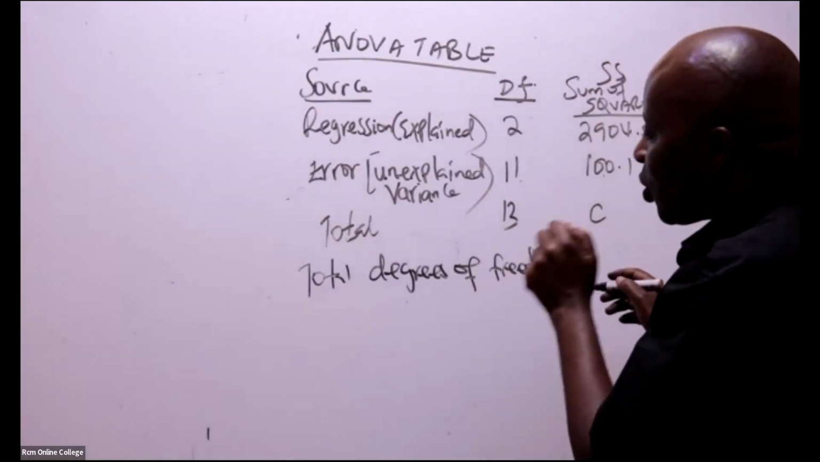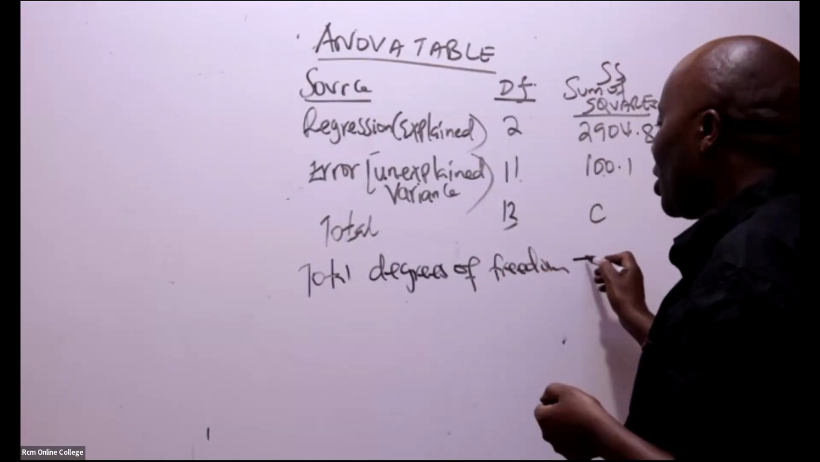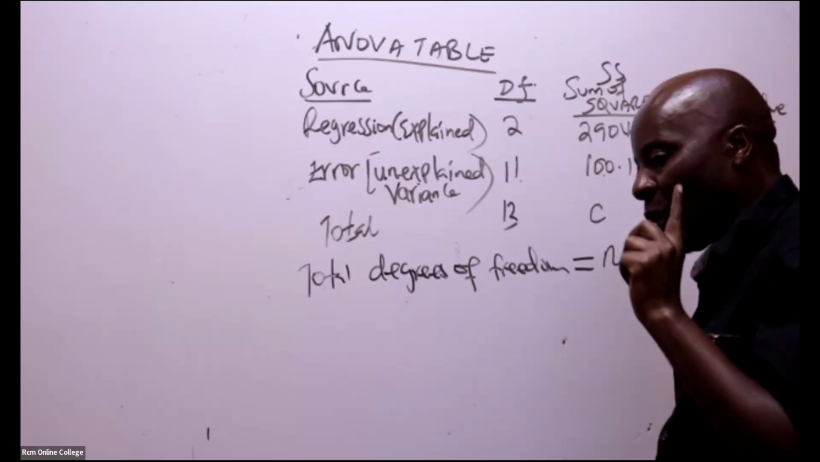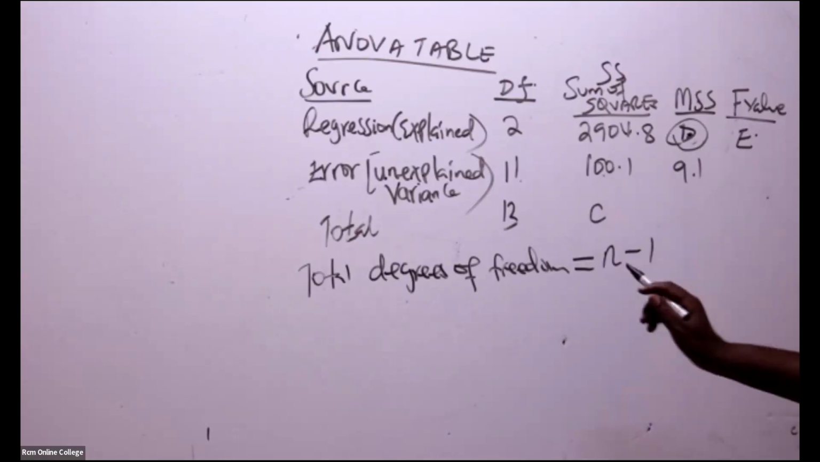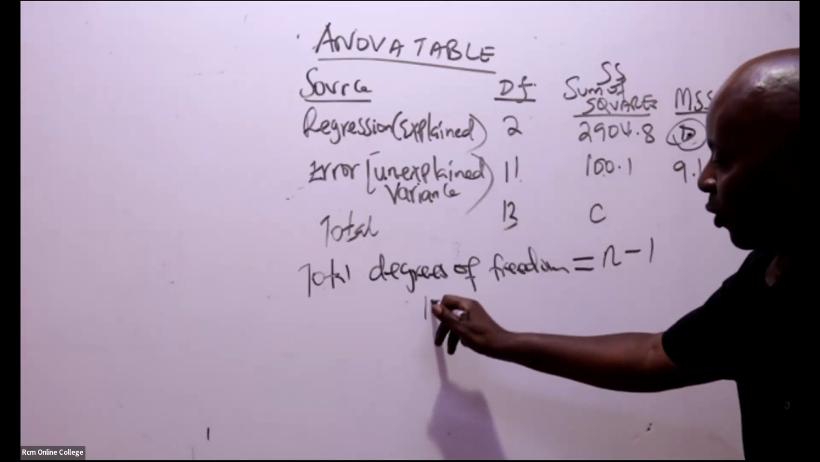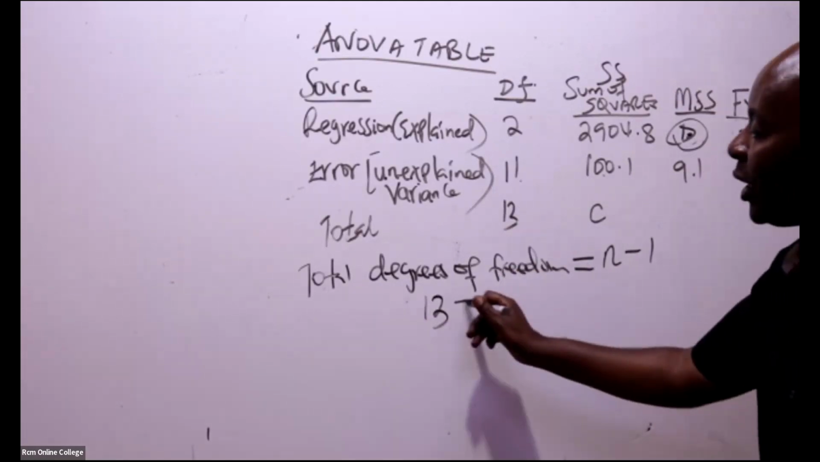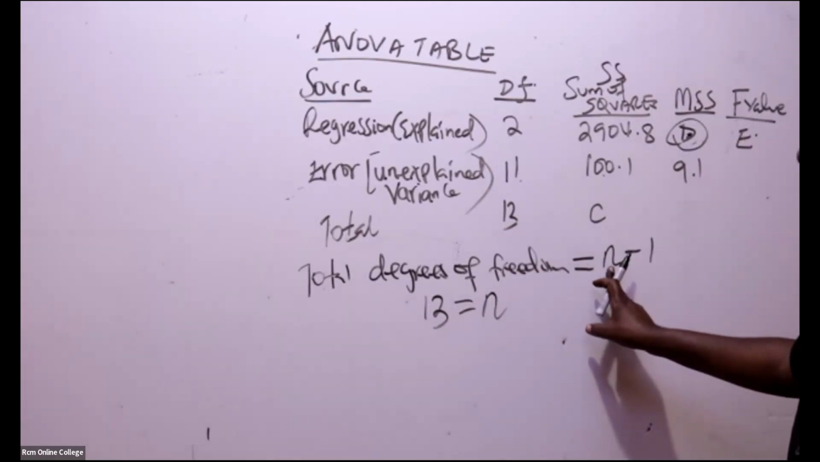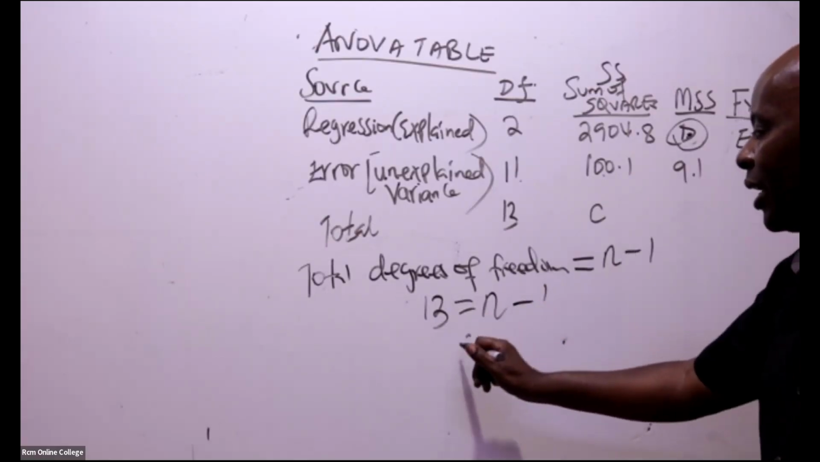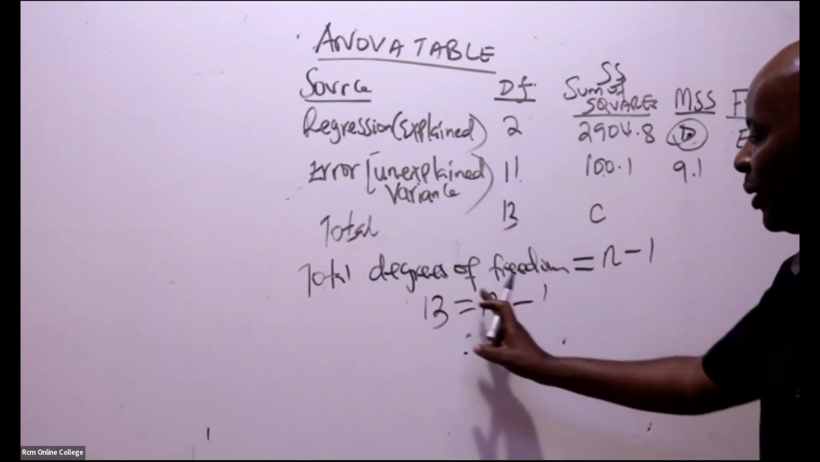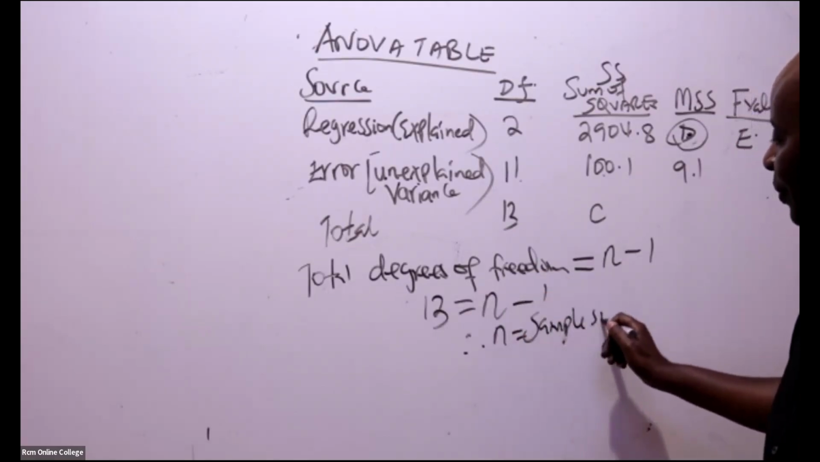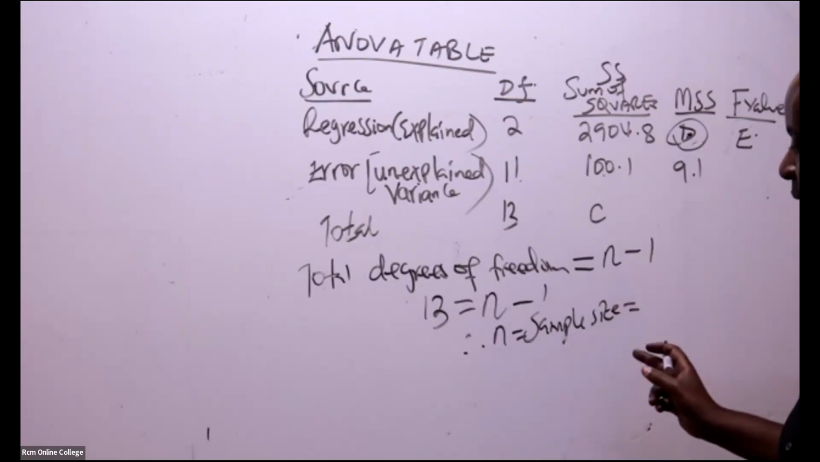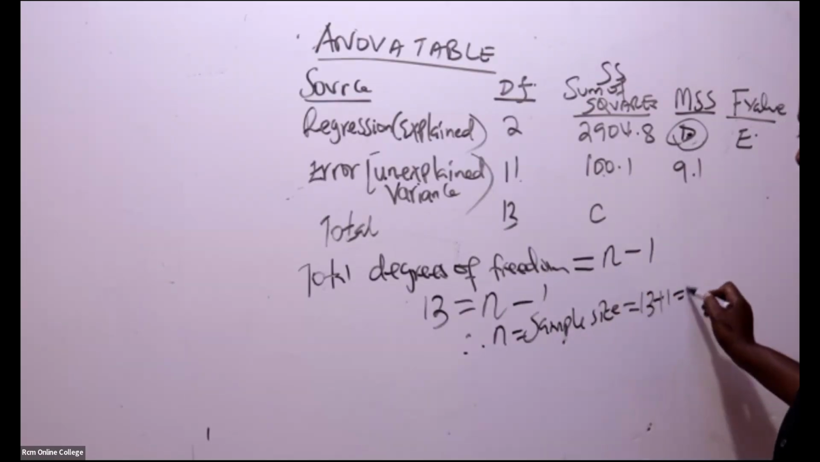How do we get these total degrees of freedom? To get total degrees of freedom, you'll always take n minus 1. Like in this question, they have given us the total degrees of freedom, 13, but they will not give you the sample size. Remember, n is the sample size. So n minus 1 equals 13; making n the subject, n is 13 plus 1, which is 14.